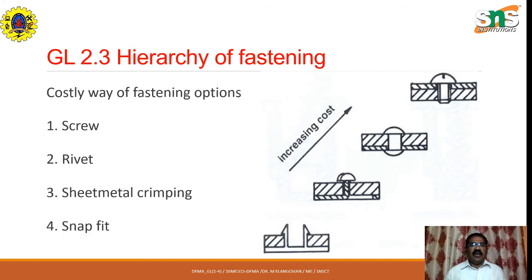Okay, the hierarchy of fastening goes like this. If I have to arrange all four different types by way of cost, the snap fit is the cheapest one. And then you have the sheet metal crimping.